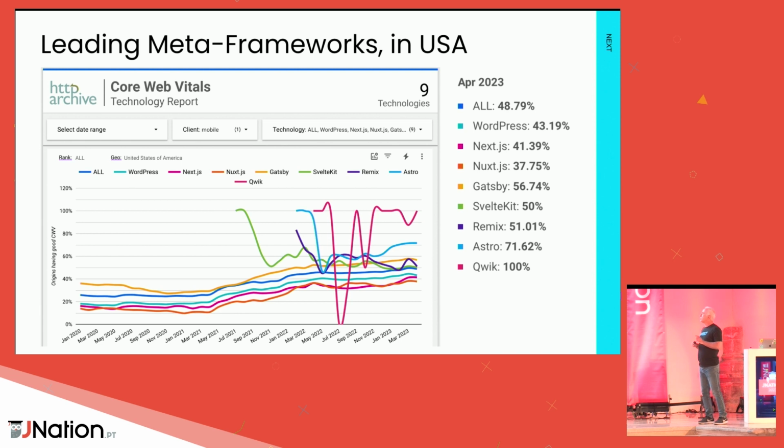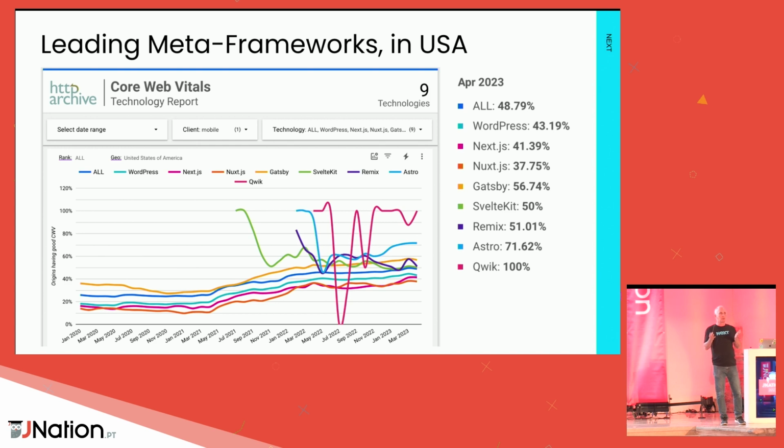So let's look at the leading meta-frameworks, for example. We have the frameworks, but on top of them, we have the leading meta-frameworks. And as we can see, most of the leading meta-frameworks, not all of them, but most of them, actually raise the score a little bit. Before we were in the 30s and 40s range, now we're in the 50s to 60s range.